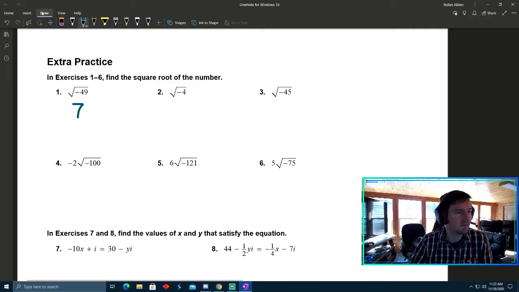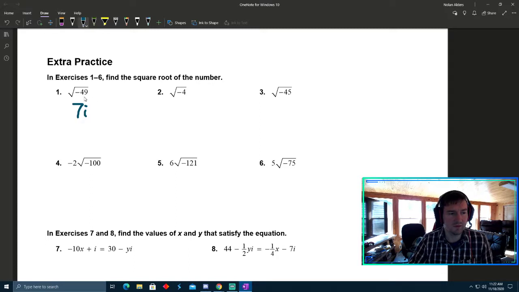Actually, I don't think we'll do it with the imaginary numbers. But anytime you take the square root of a negative number, you're just going to take the square root of the number and then put an i beside it. So the square root of negative 49 is just 7i. And remember, the i is just the square root of negative 1.